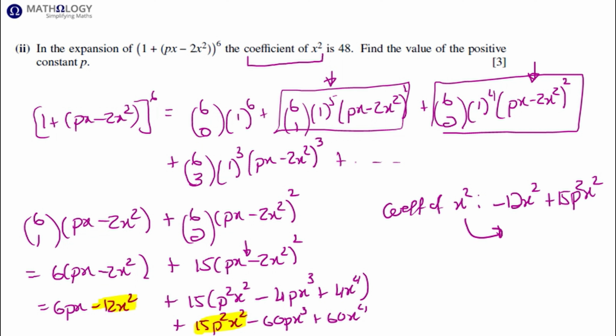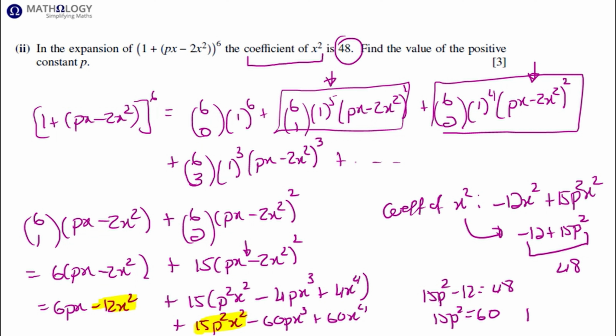So the coefficient of x squared is minus 12 plus 15p squared, and this, we are told, equals 48. So 15p squared minus 12 equals 48. 15p squared equals 60. p squared equals 4. And therefore p equals plus or minus 2, but they're asking us for the value of the positive constant p. So we invalidate p equals minus 2.